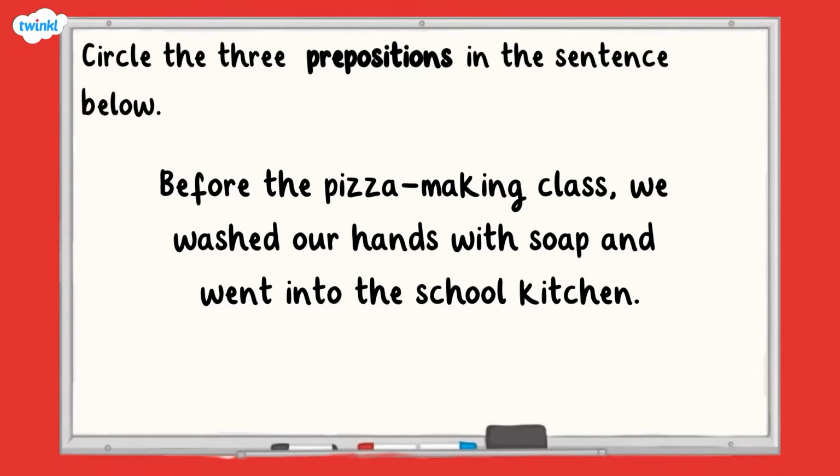What do you think? Have you spotted the three prepositions? The three prepositions in this sentence are the words before, with, and into. They each come before a noun phrase and are being used to explain time, place, or movement.